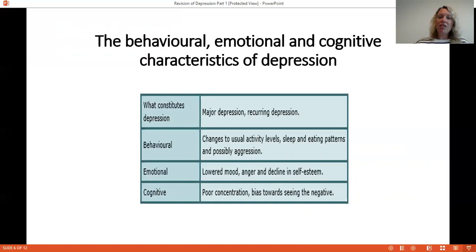And then the last one, we'll come on to the third thing for cognitive in a minute, like I said, but poor concentration and seeing the negative in things. So remember, cognitive is about how we think and we process information. So we're talking about how people with depression tend to process information.